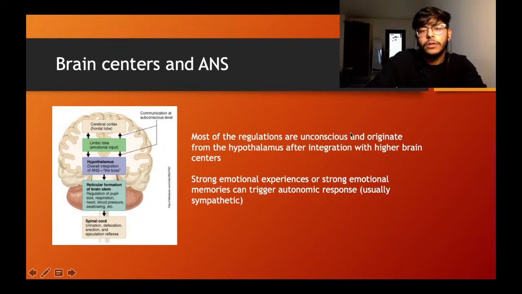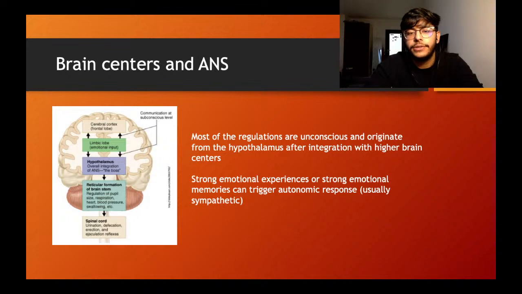Yeah, most of the unconscious regulations originate from the hypothalamus. Strong emotional experiences and strong emotional memories can definitely trigger autonomic responses. I'm pretty sure you all must have seen how babies are. Babies really don't understand the concept of danger and survival at their age. So a lot of these autonomic responses we teach ourselves. If I'm in a situation where I know I'm going to be nervous for a while, I know I'm going to be scared to do this, my heart is going to start racing. So I've taught myself to do that.